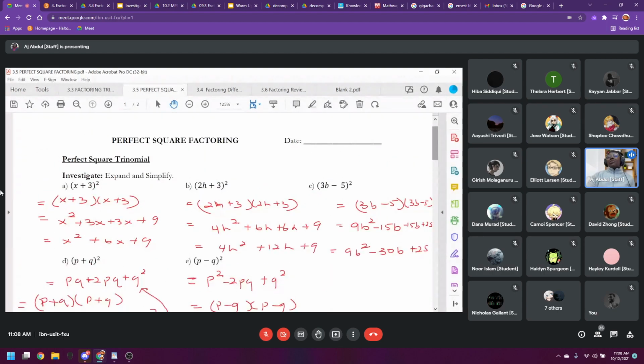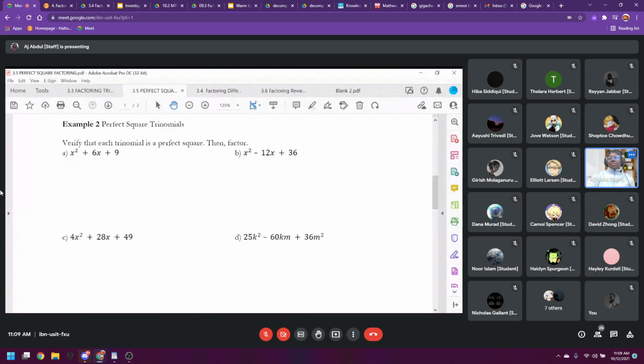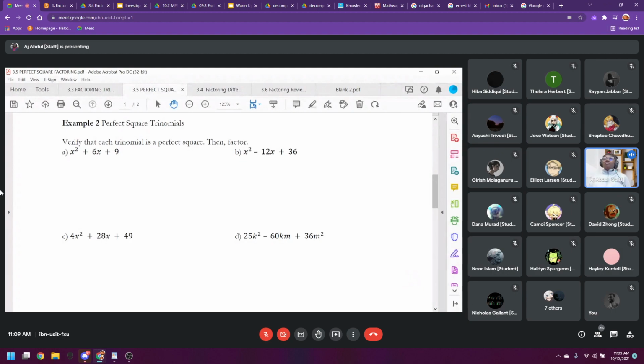So how does this help us? It's a perfect square trinomial. It's not special, but it helps us if we know the shortcut, so we can factor quickly. How do I know that?